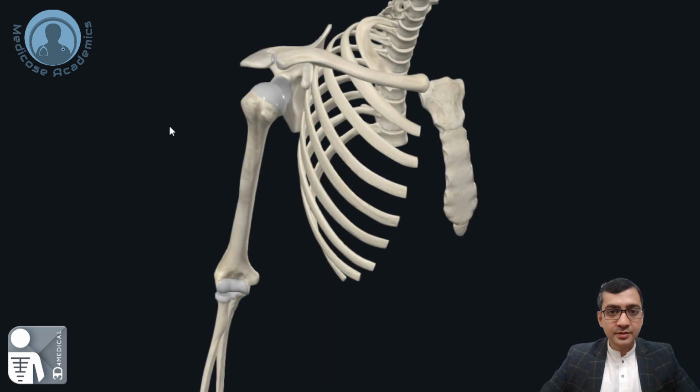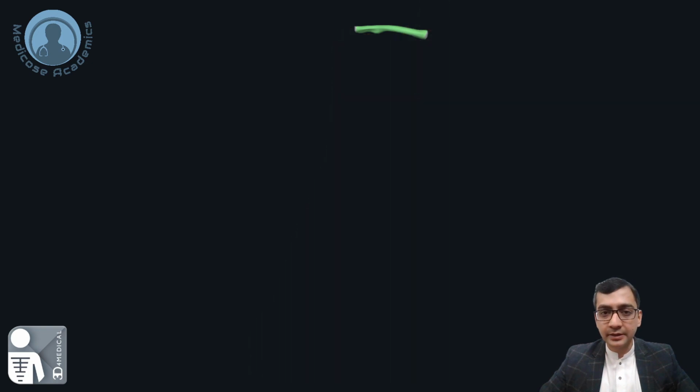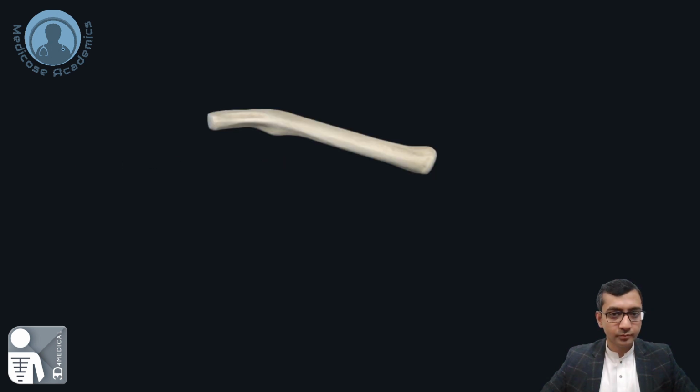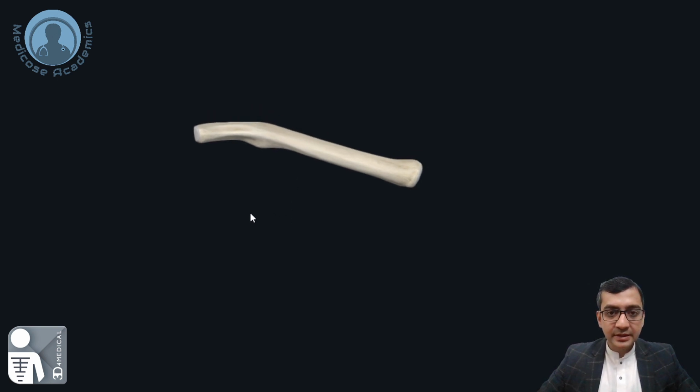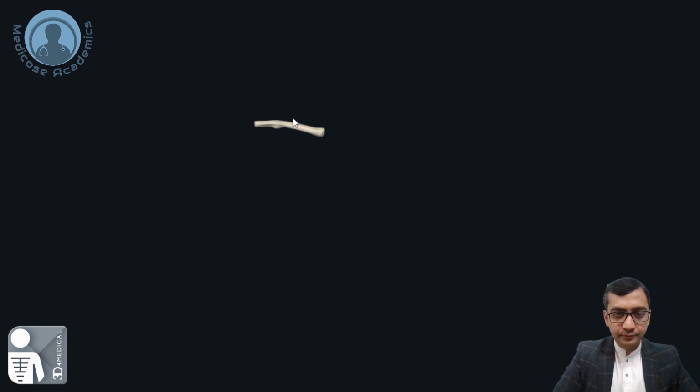Okay, now let us talk about the clavicle bone in itself. Let us isolate the clavicle and hide other things. So we are here. Let me zoom in. So you are seeing the clavicle isolated. It is the clavicle of the right side. I have put it in anatomical position. Let me zoom it again.